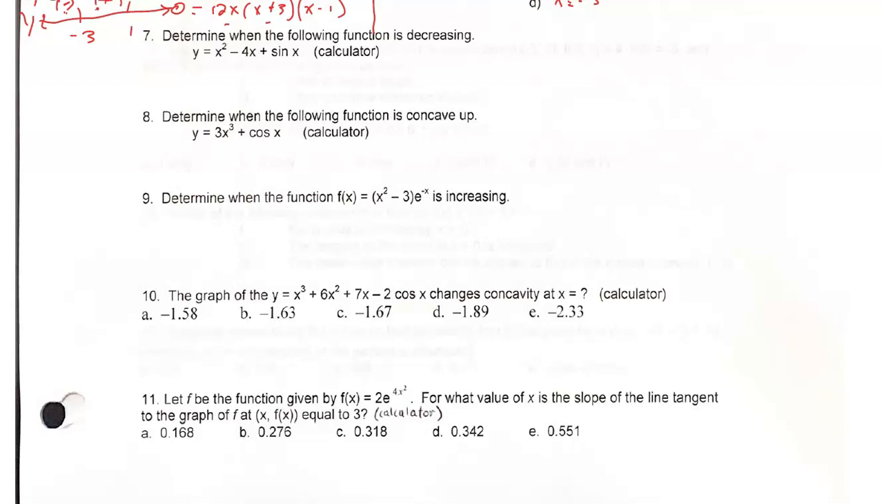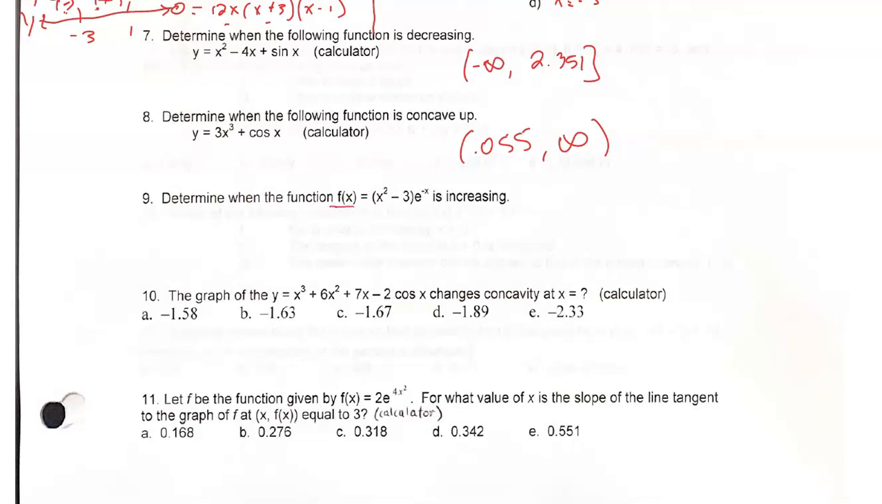If you are really bored and want some stuff to do, here's your answer to this one. We'd be decreasing from negative infinity to 2.351. That's number 7. And then number 8, we would be concave up from 0.055 to infinity. All right, if you want to try it. 9 though is non-calculator, so this one should be one that you would be able to do.